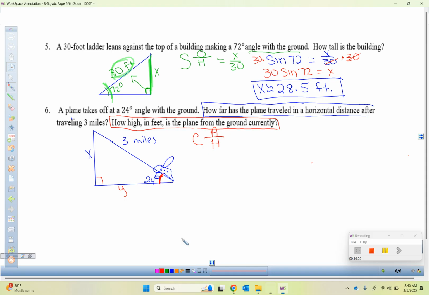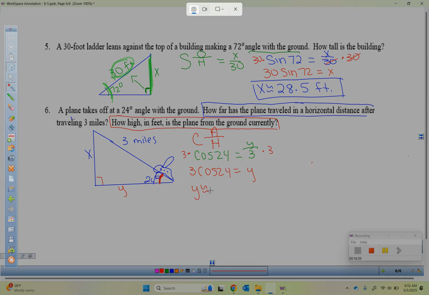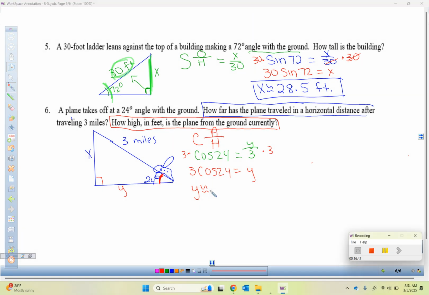Okay, so to set this up, we're going to have cosine 24 equals my adjacent, which is y, over 3. Okay, so solving. So my 3 cosine 24 equals y. Is my y by himself? Yep. So put that in the calculator, and I get y is approximately 2.7. 2.7 what? Miles.